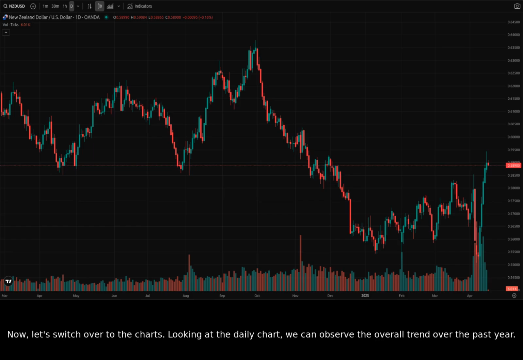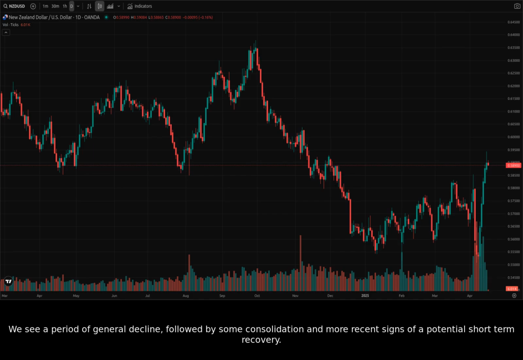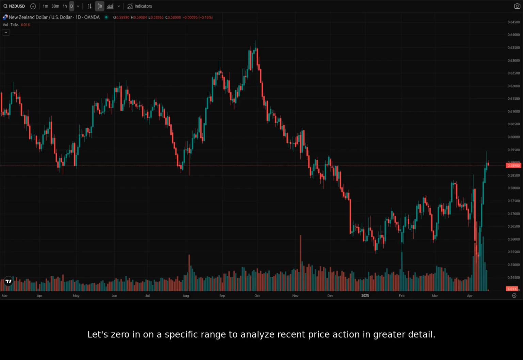Now, let's switch over to the charts. Looking at the daily chart, we can observe the overall trend over the past year. We see a period of general decline, followed by some consolidation and more recent signs of a potential short-term recovery. Let's zero in on a specific range to analyze recent price action in greater detail.